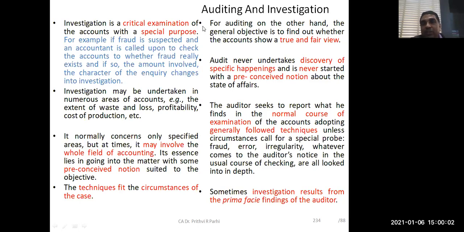And one more thing we need to understand: when you talk about investigation, it starts with a preconceived notion. Preconceived notion in the sense that here we feel there is something wrong and we want to check whether that is true or not. So you can say it is a fact-finding activity.